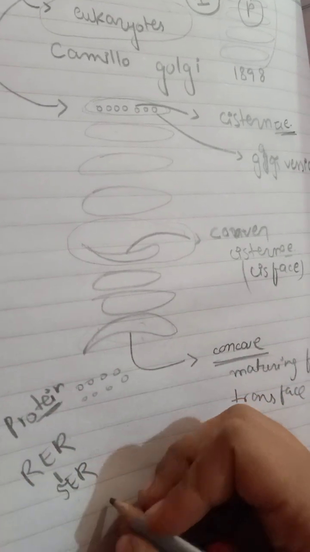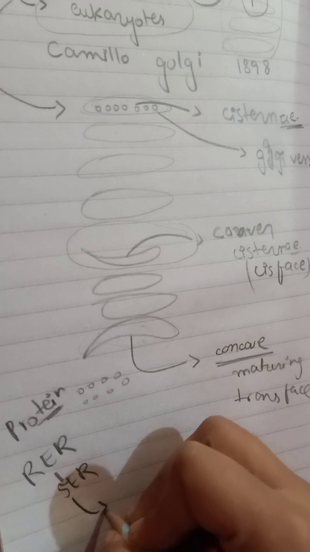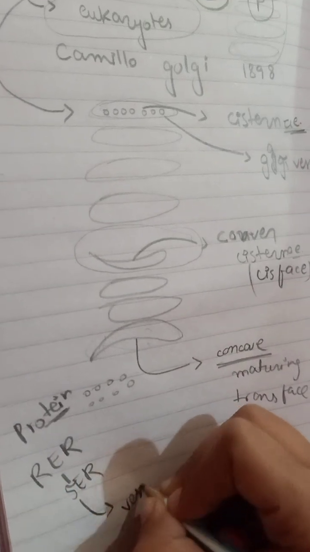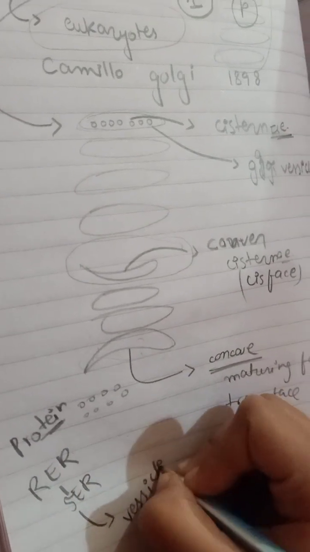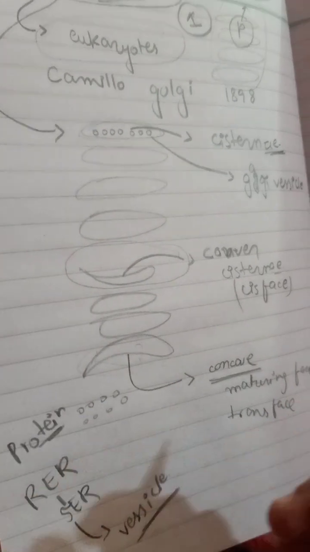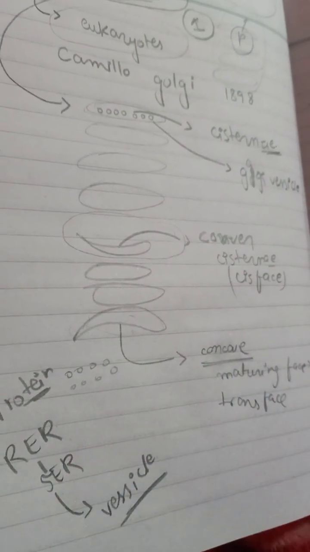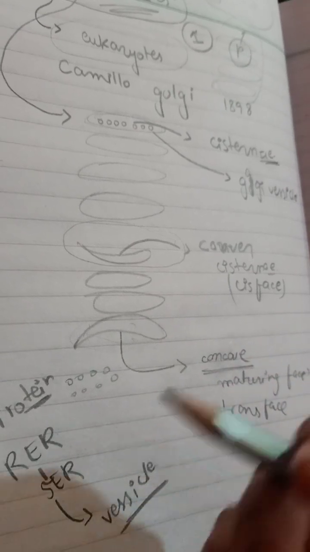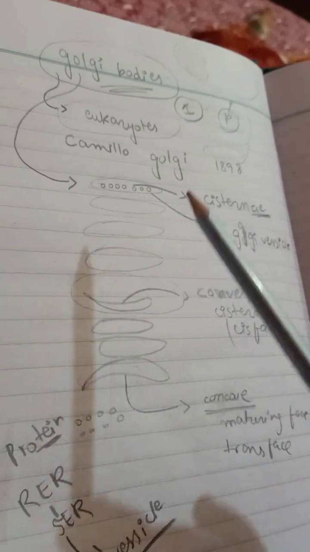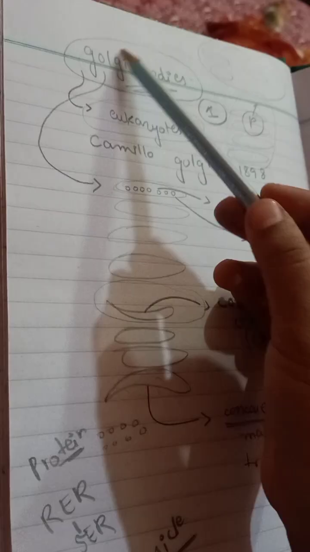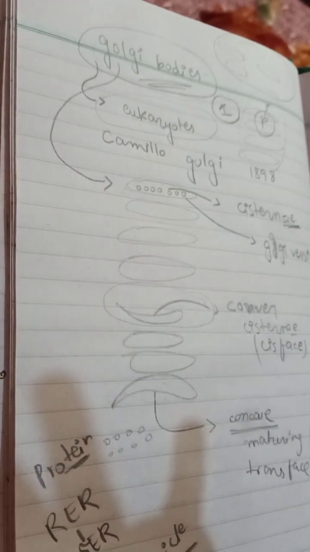Then they export the product in the form of vesicles, such as the organelles we have: lysosome, peroxisome, glycosome, that we'll be discussing in the next video. All these cell organelles basically originate from the Golgi bodies.